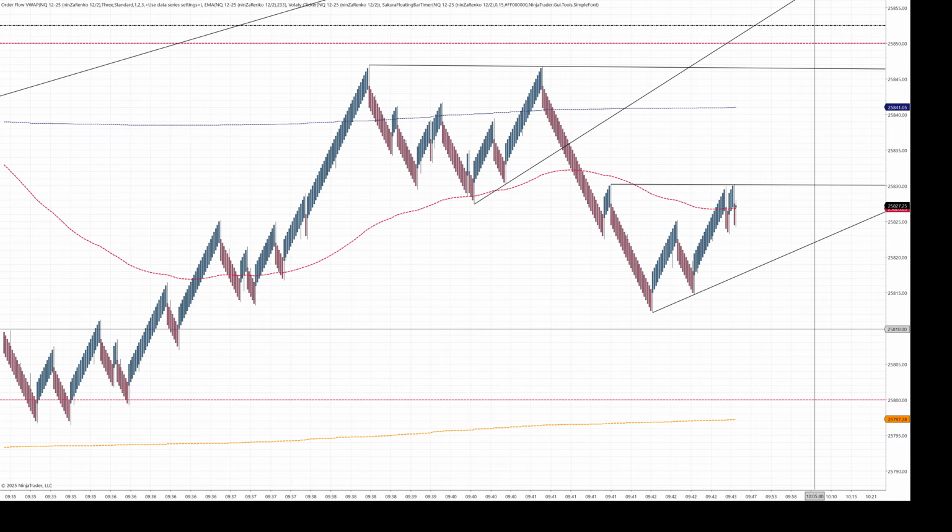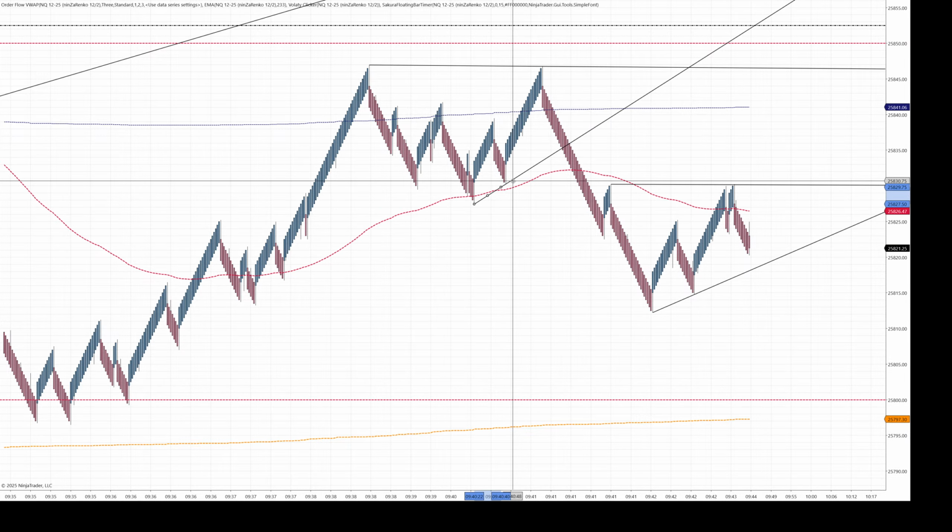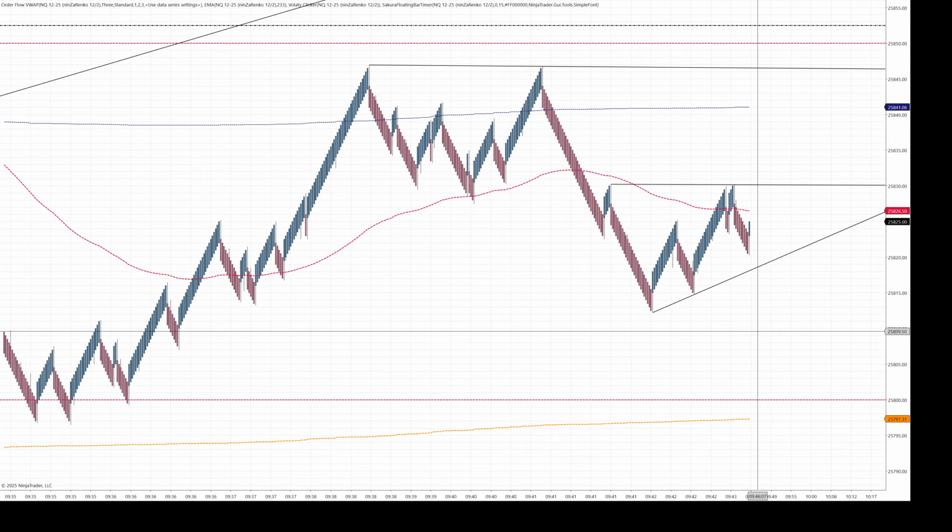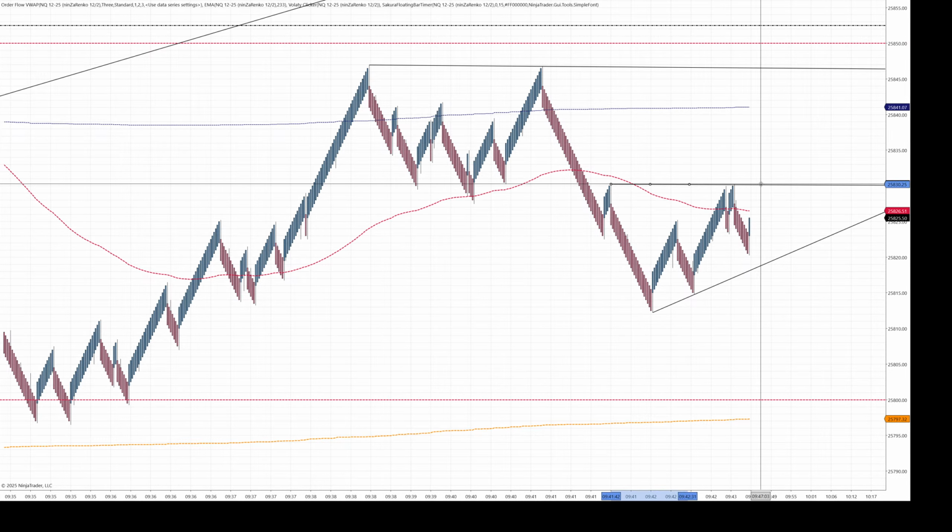So it's very similar to when we were trading the tick chart. We're looking for areas where price could potentially bounce or break through without any sort of obstacles in the way.